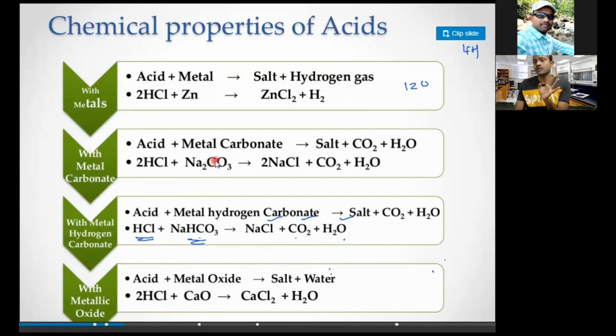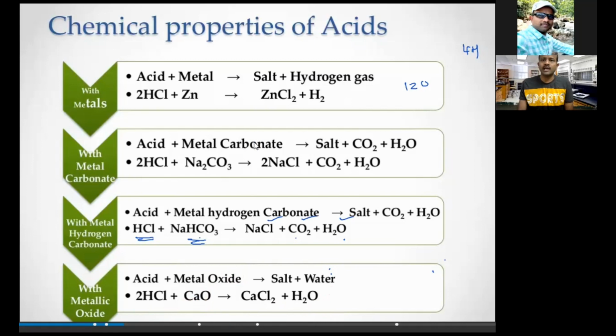Here sodium carbonate is also basic in nature, sodium bicarbonate is also basic in nature, calcium oxide is also basic in nature. So calcium oxide, why are we calling it a metal oxide? It has oxygen. Metal with oxygen is called a metal oxide. When HCl reacts with calcium oxide, it will give calcium chloride plus H2O, right?